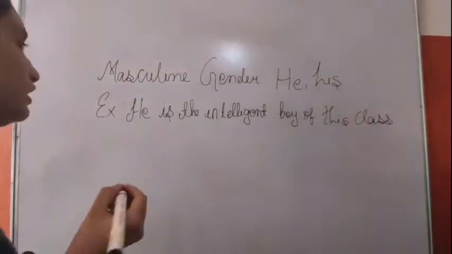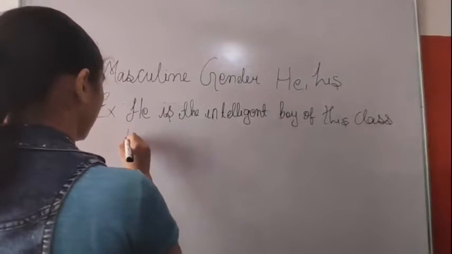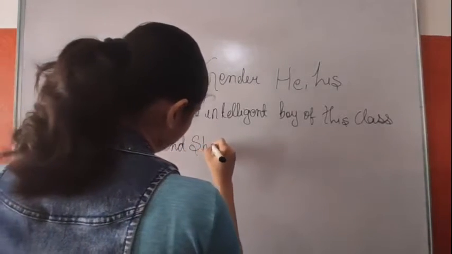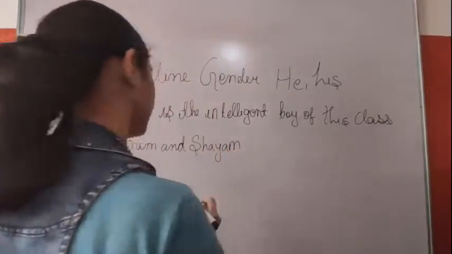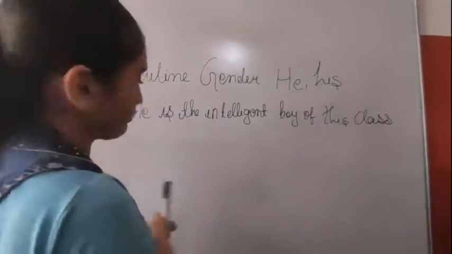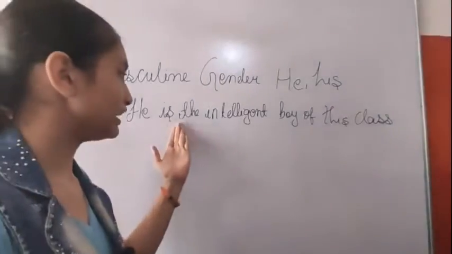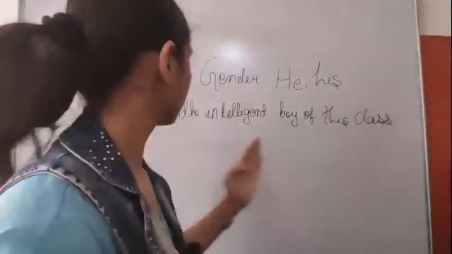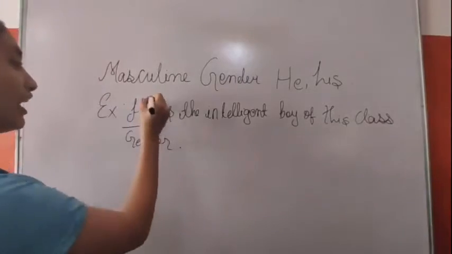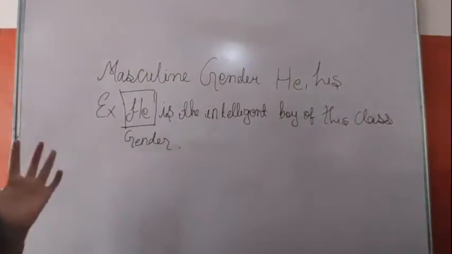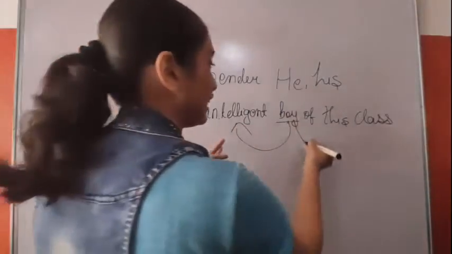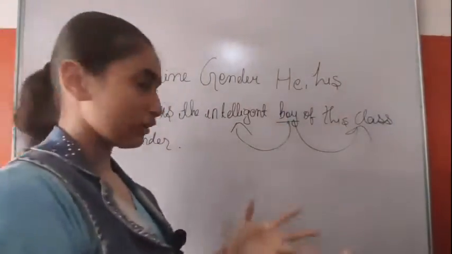Let's take one more example. Ram and Shyam. Okay, now Ram, not Ram and Sam, because here we cannot see where the gender is. So let's take one example. He is the intelligent boy of this class. Here is the gender, and when I put he over here, you can easily identify that we are talking about the boy who is intelligent in a particular class.